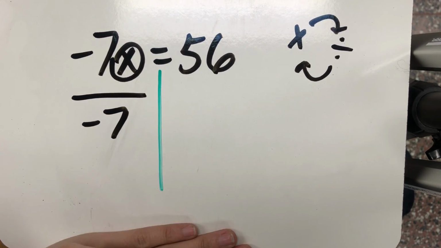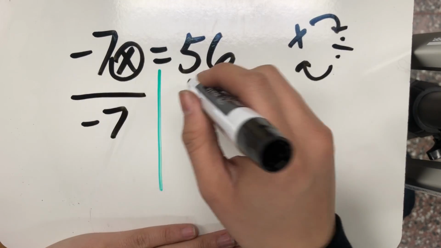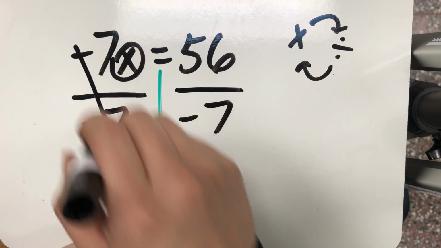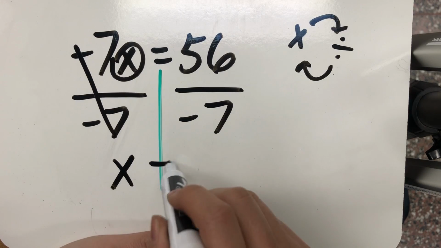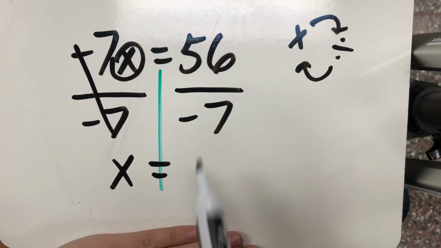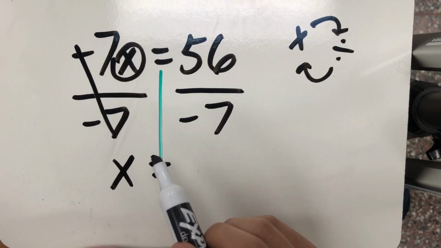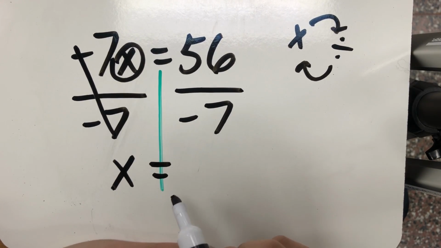Keep it consistent. If I divided this side by negative 7, I have to also divide my right side by negative 7. Negative 7 divided by negative 7 is just 1. I'm left with a single x on my left side. And before I even solve this problem, I know that I have a negative and I have a positive. How am I sure what my sign of my answer is going to be?